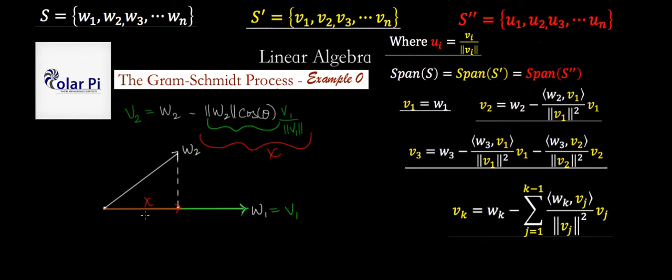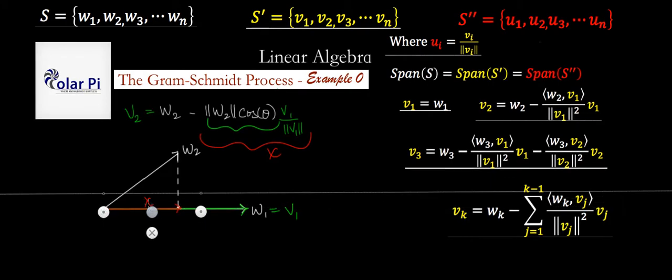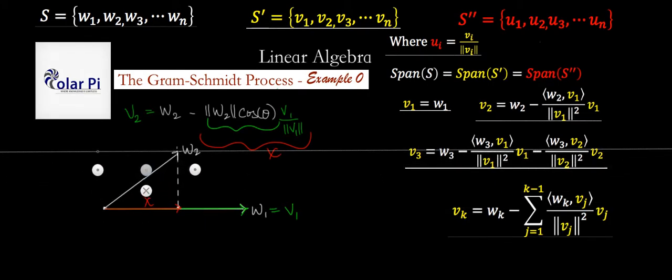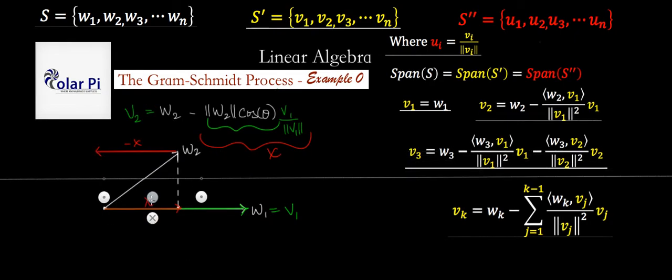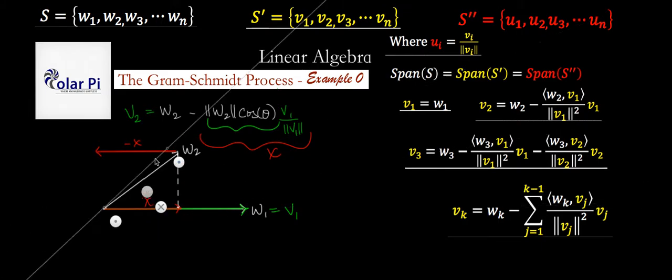If this is the X vector right here, and it's equal to all of that, what we're doing is we're subtracting X from W2. Well, notice that negative X would be this here. Since this is the negative X vector, and this here is W2, if we have W2 plus negative X, that's the same thing as W2 minus X. And so W2 plus the negative X, which is W2 minus X, would be this here.